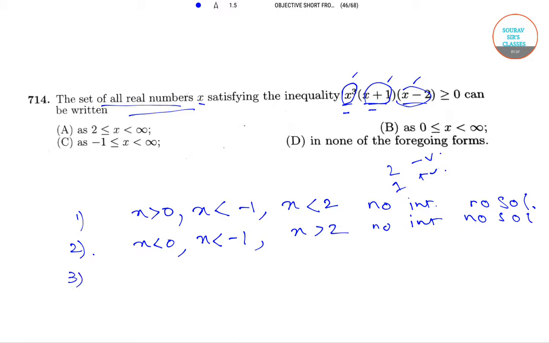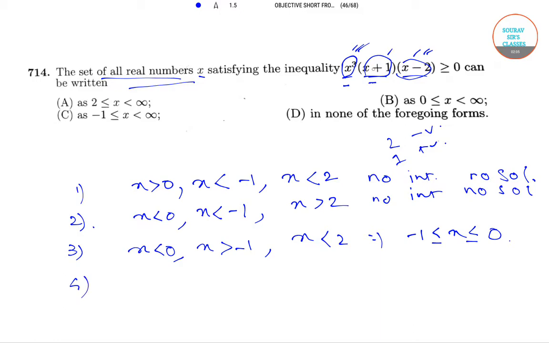The third one is, the first part and the third part are negative, while x plus 1 will give a positive result. This can happen when x is less than 0, x is greater than minus 1 and x is less than 2. This has the intersection of minus 1 less than or equal to x less than or equal to 0. And the fourth one, that is all of them will give a positive value. It will have x greater than 0, x greater than minus 1 and x greater than 2. This implies x is greater than 2, up to infinity.